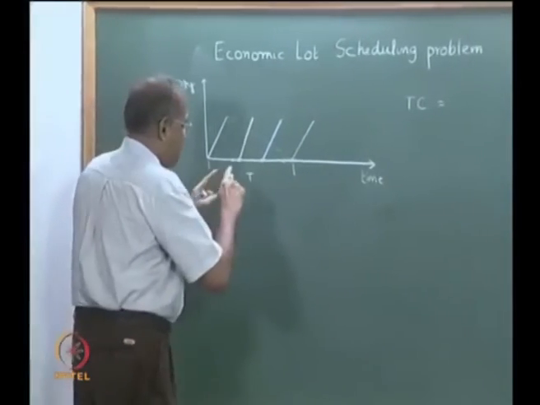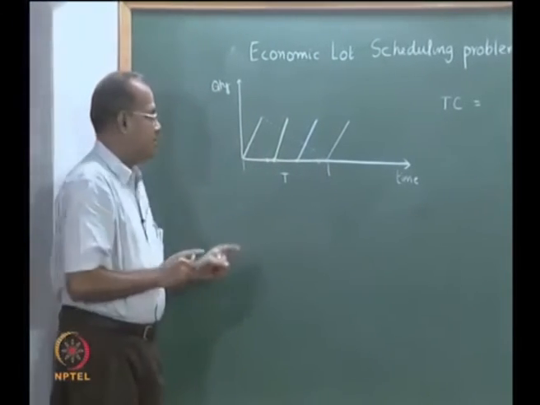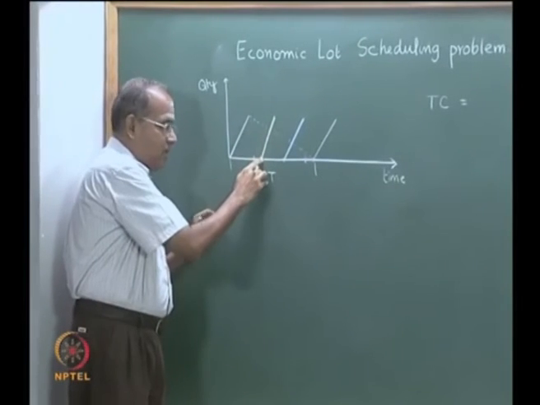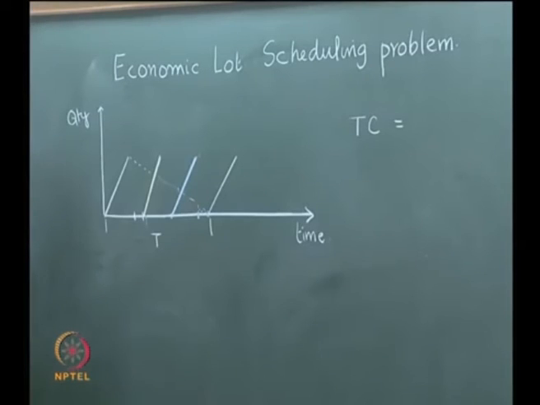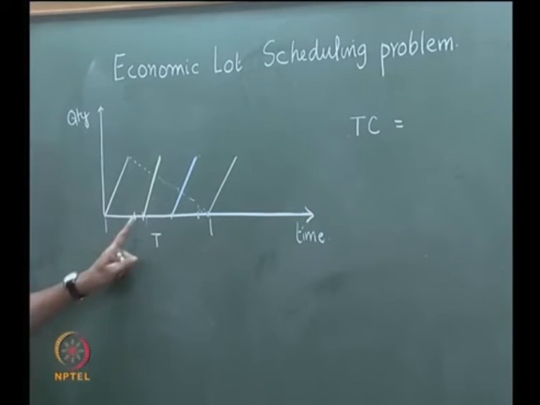Now we also realize that in this figure I have given a small gap between the ending of production of this item and the beginning of production of the next item, and that much amount of time is used in the changeover or the setup to make this item, and there is a cost associated with that setup, which is our setup cost.